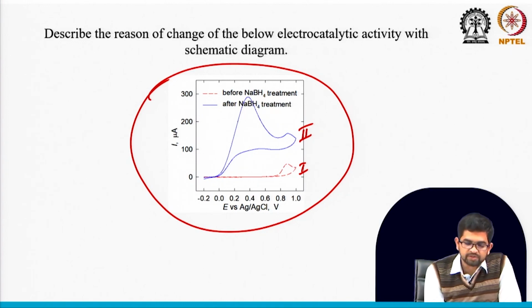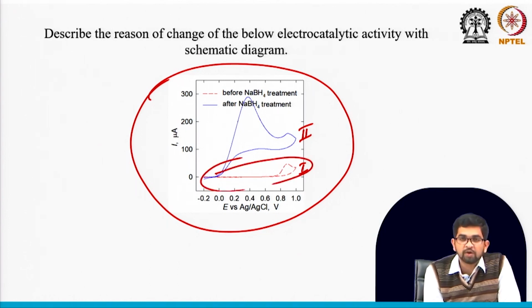When you observe this kind of cyclic voltammogram, how can you explain it and what are the characteristics of the sensor surface? And second, when you observe this other cyclic voltammogram, what are the characteristics of the sensor surface and how can you explain it? This is a very fundamental question. If you can understand this, you can explain most sensor surface modifications.